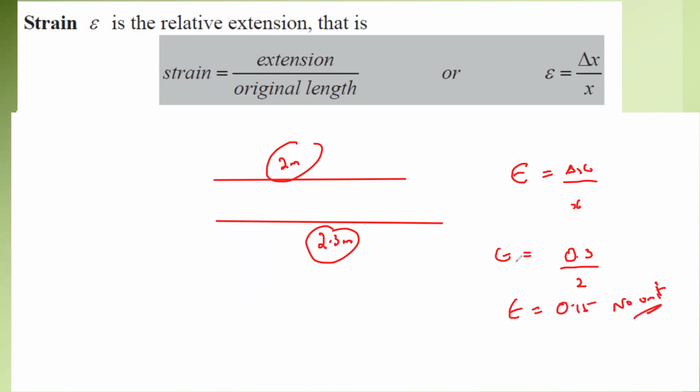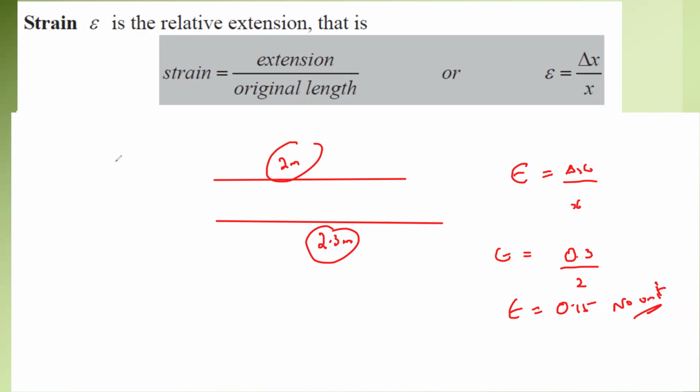Like the refractive index of a material, which is a comparison between the tendency of a material to bend light compared to that of air. The refractive index does not have any unit. Same thing, the strain does not have any unit. It's just a number. So we say strain is 0.15.